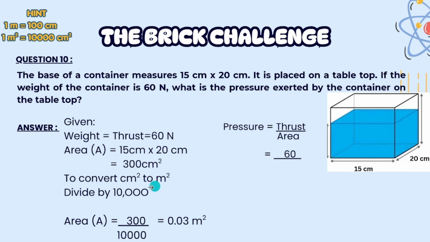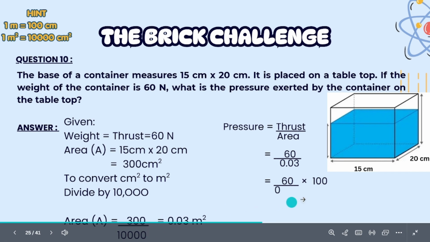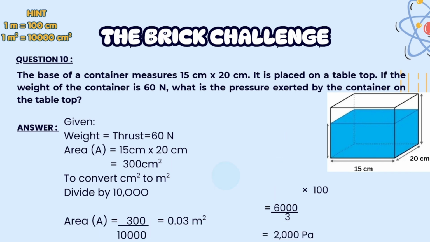Use the same thing here. Thrust nothing but 60, area 0.03. To remove this point, multiply with 100 on both numerator and denominator. Why 100? Because after point we can see 2 digits. So multiply with the number which has 2 zeros. 60 into 100, nothing but 6000. And here if the point is removed, it will be 3. 3 ones are 3, 3 twos are 6. So it is 2000 Pascal.